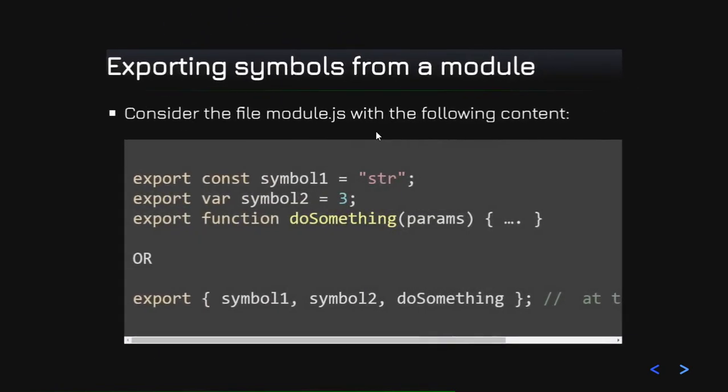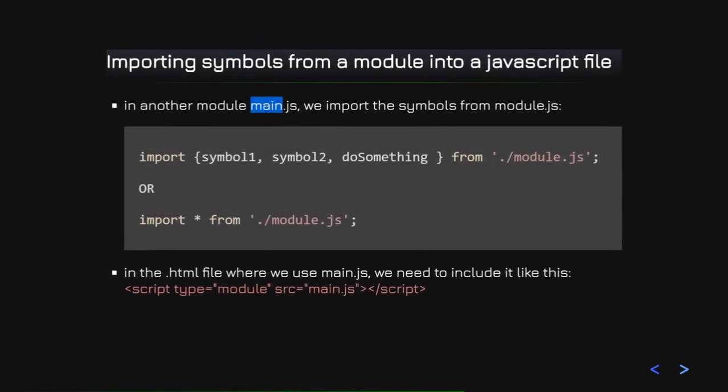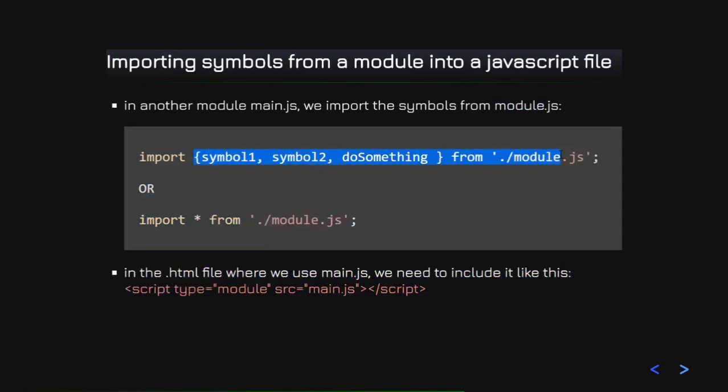Okay? In order to use those symbols and import them in some other module, we do it like this. So here we had the module.js file, and here we have main.js. And in the main.js module, we import the symbols from module.js like this: import symbol 1, symbol 2, do something from module.js, or import everything from module.js. And this main.js is used in an HTML file, and in that HTML file we have to include it using the regular script source main.js, but we need to further add this type attribute which specifies that this is a module, or that this script has modules. We need to specify this in the HTML file in order for it to work.